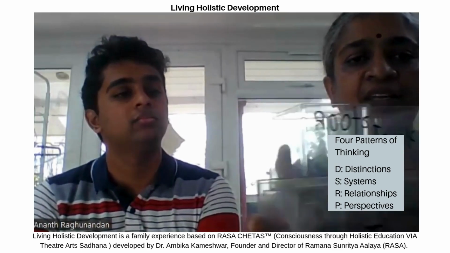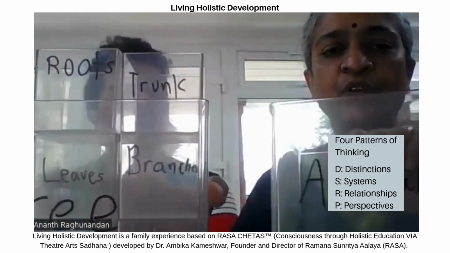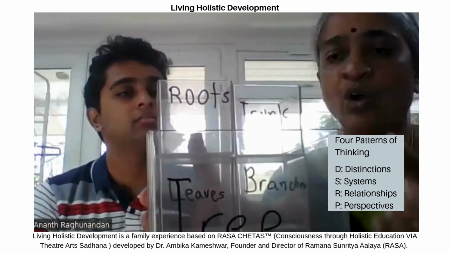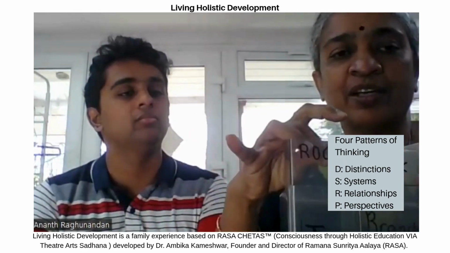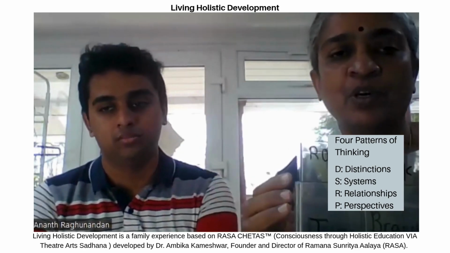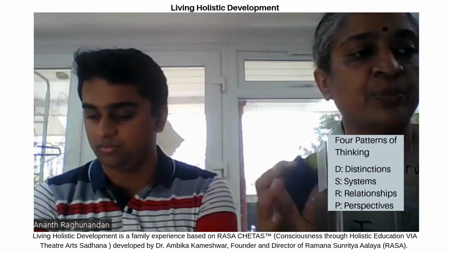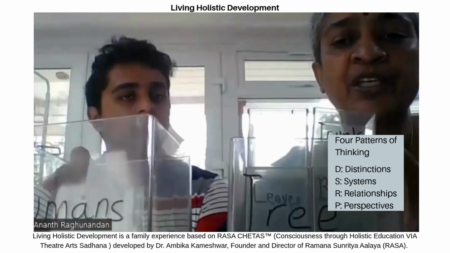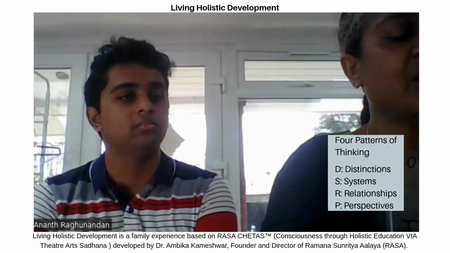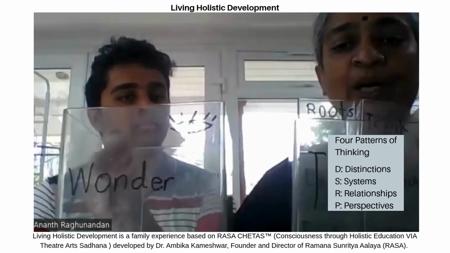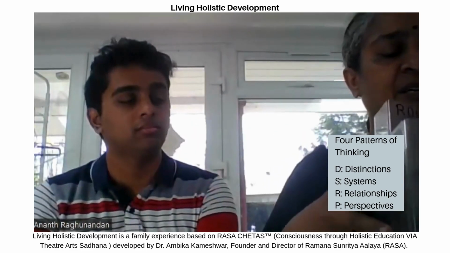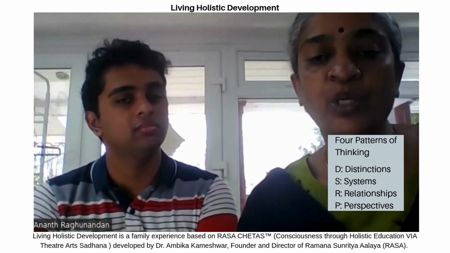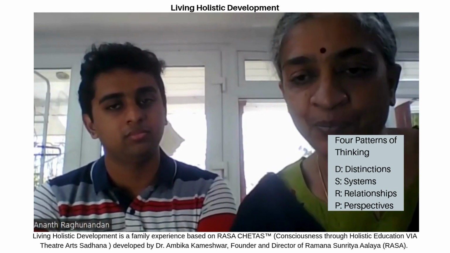So we can look at a tree and distinguish it from other living beings. We can look at the parts of the tree. So the roots, trunks, and the other parts of the tree form a system of parts. Then we can talk about relationships, for example, the relationship between trees and humans. We can also talk about a perspective such as looking at a tree in wonder. So these are the 4 simple patterns of thinking that we can use to think about any concept or idea.